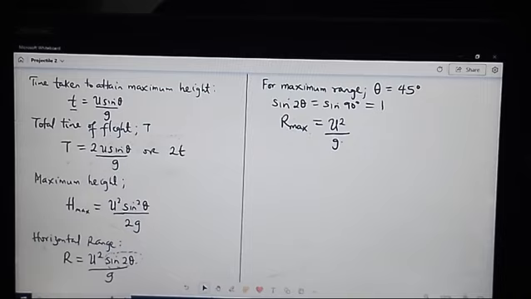And so in the next slide, we are going to consider the case of an object that is projected from a height. Projection of an object from a height. And we'll look at the necessary equations that can be used to handle such scenario. Then we solve a few problems on projectile.